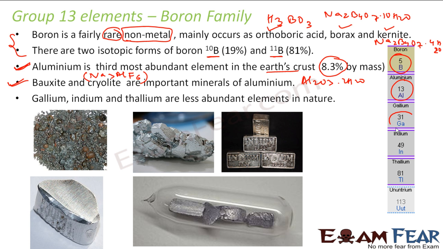The next are gallium, indium and thallium, and they are less abundant in nature. These are my gallium, indium and thallium. You see that thallium is so reactive that it is kept in this sealed container, right? Gallium also has a little metallic lustre, and indium also looks like a metal. These are the elements of group 13. This is how they look. This is my boron, aluminium, this is my gallium, this is my indium, and this is my thallium.